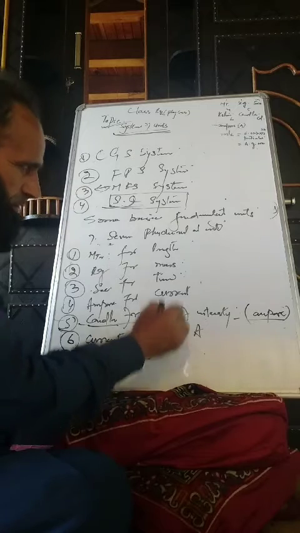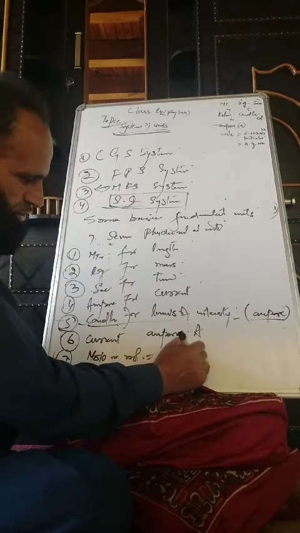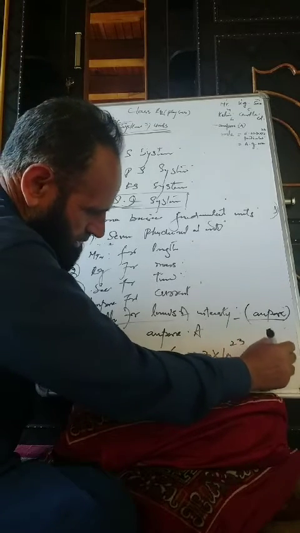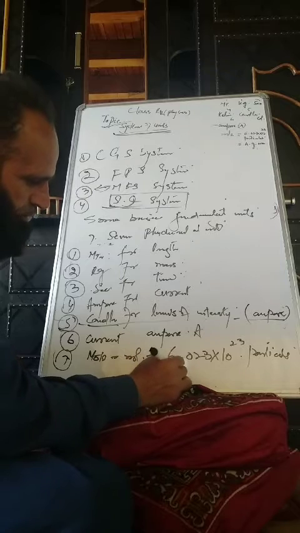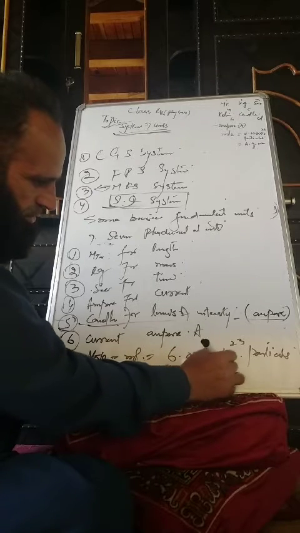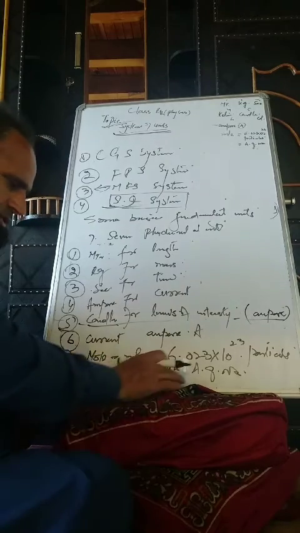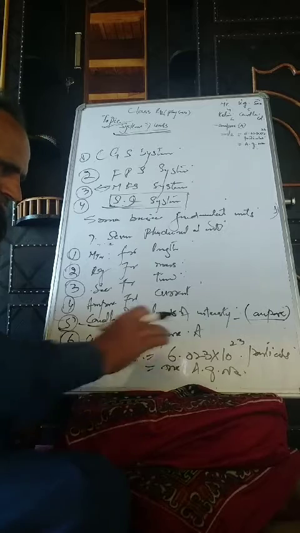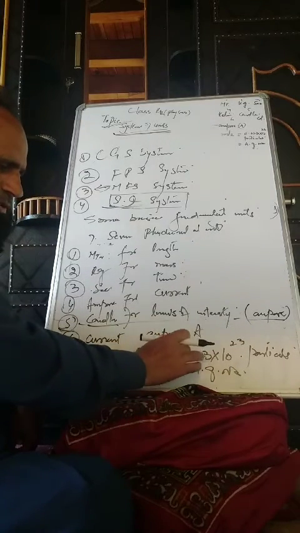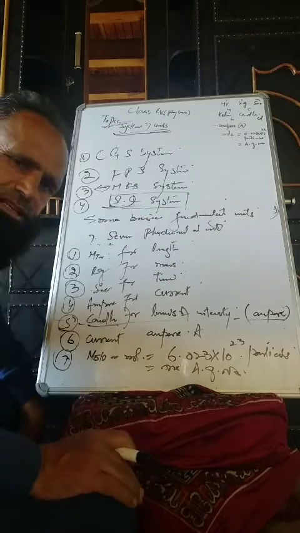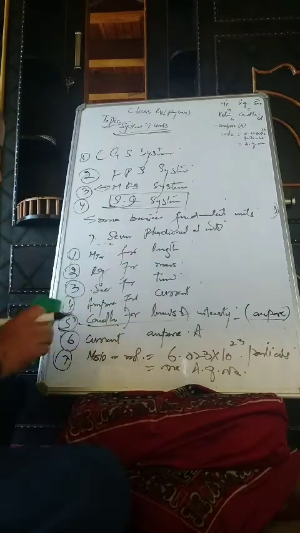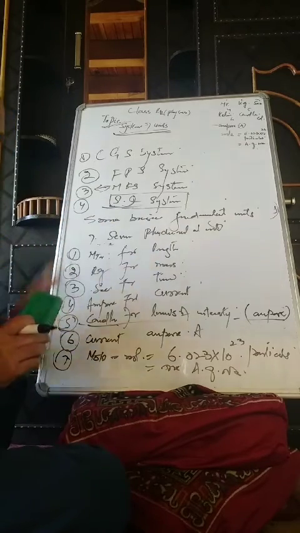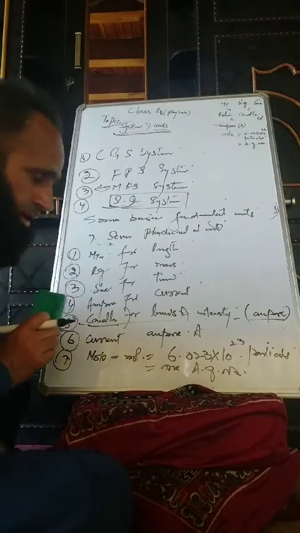1 mole is equal to 6.023 into 10 raised to power 23 particles. It is equal to 1 Avogadro's number. We already know it from lower classes. It measures the matter. It is equal to how many particles? 6.023 into 10 raised to power 23 particles. So these are the 7 fundamental units, basic units of the measurement of our physical quantities.